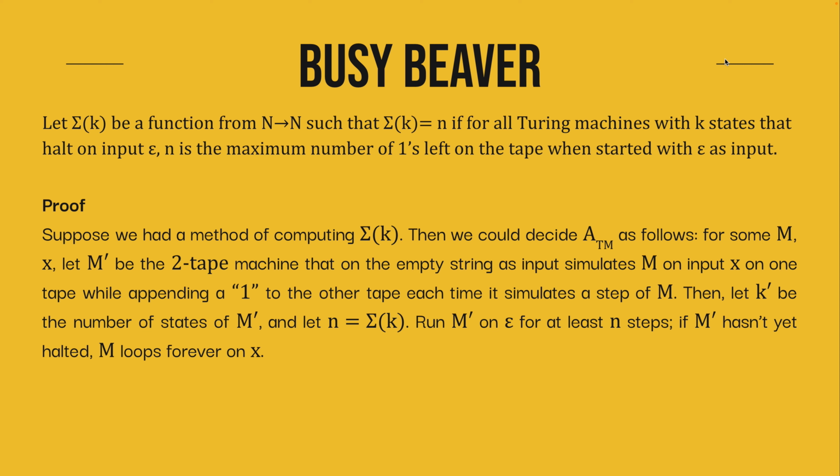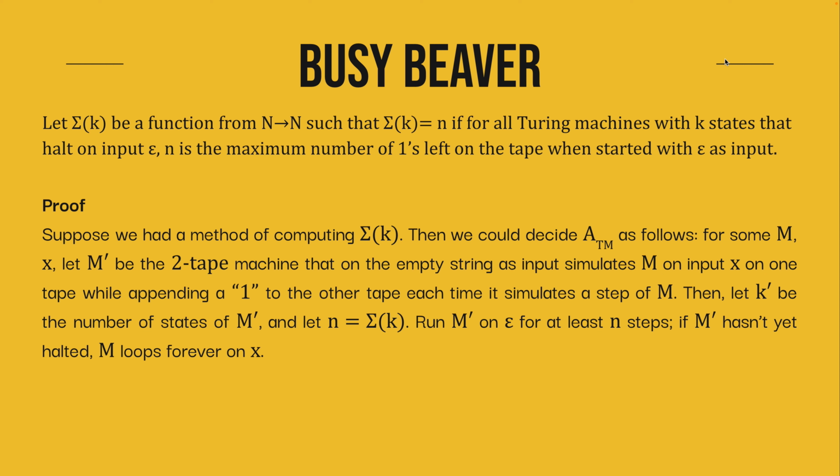Let sigma of k be a function mapping from the natural numbers to the natural numbers such that sigma of k equals n if, for all Turing machines with k states that hold an input epsilon, n is the maximum number of ones left on the tape when started with epsilon as input. Now, suppose we had a method of computing sigma of k. Then we could decide A_TM as follows. For some M, x, let M prime be the 2-tape machine that, on the empty string as input, simulates M on input x on one tape, while appending 1 to the other tape each time it simulates a step of M.